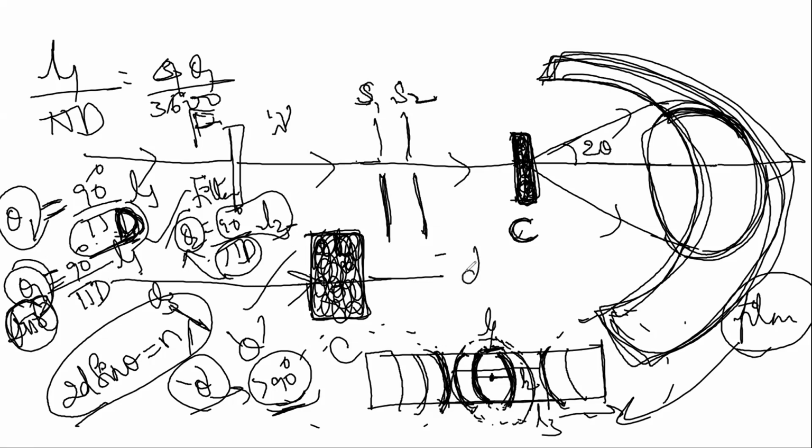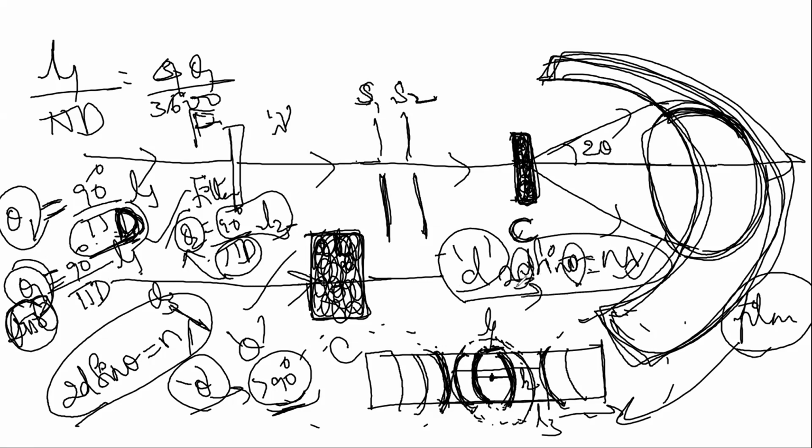Similarly, D also can be calculated. D is the interplanar spacing. You can calculate it with 2D sin theta equal to N lambda. You know lambda, you know N, and you can put the theta value, so you can get the D value. So by knowing theta, you can calculate D. In this way, we can calculate.